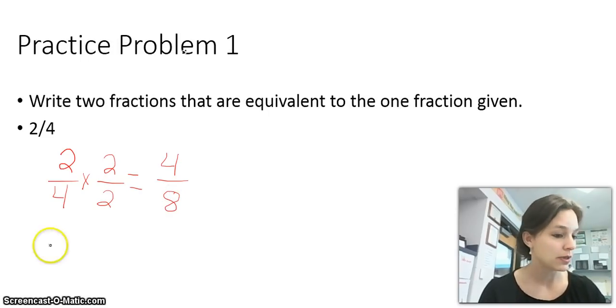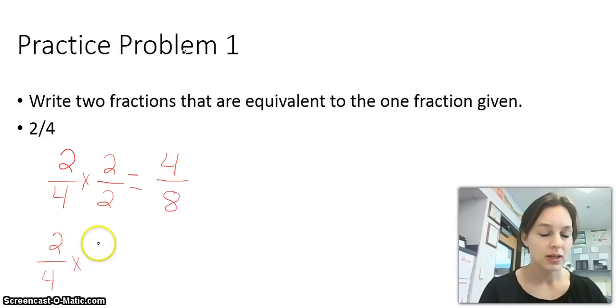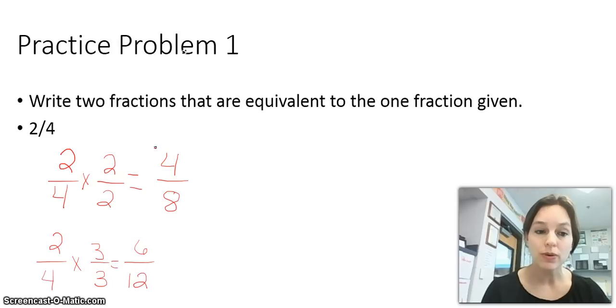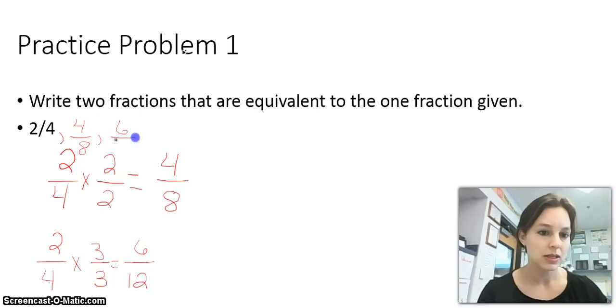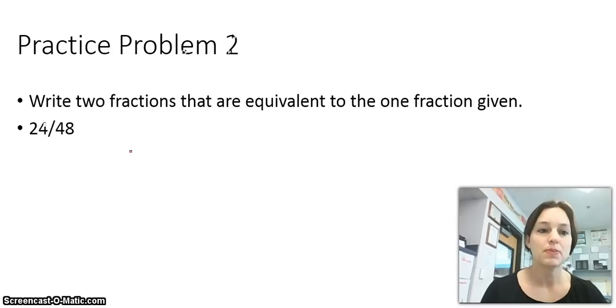I could also take 2/4 and multiply it by 3/3. And I would get 6/12. Now notice that 6/12, 4/8, and 2/4 all mean the same thing. They're all equivalent fractions. So I could say my equivalent fractions are 2/4, 4/8, and 6/12. Let's move on. Practice problem number 2.